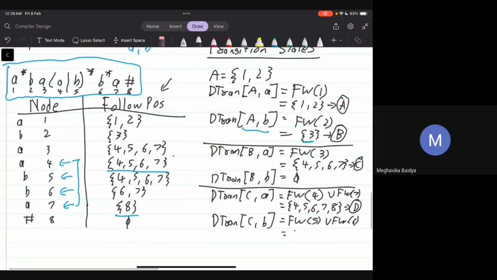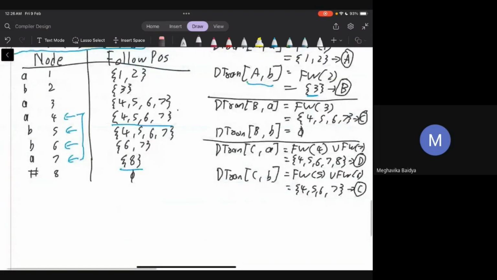What is followpos of 5? Both are the same. Okay, 4, 5, 6, 7. What is followpos of 6? Same, 6, 7. Not the same. There's nothing else. So this is 4, 5, 6, 7. Did 4, 5, 6, 7 come before? No. Oh yeah, it's C. It's C, right? So just do C.